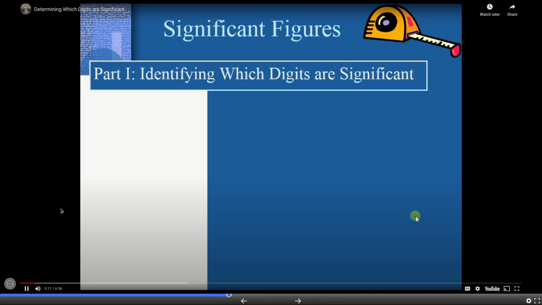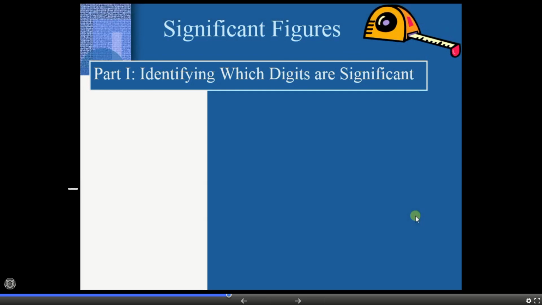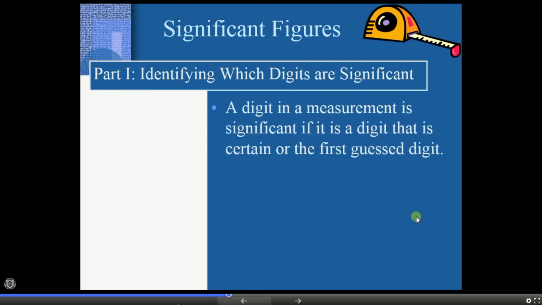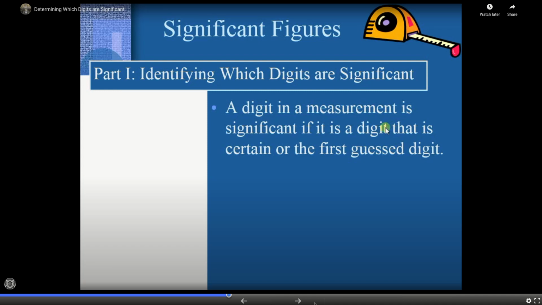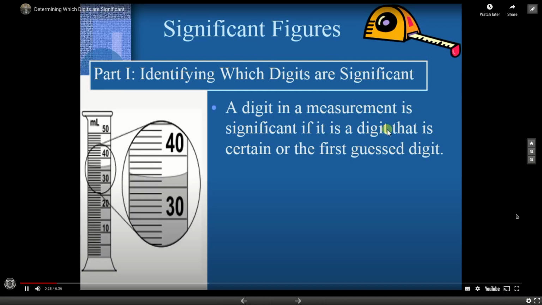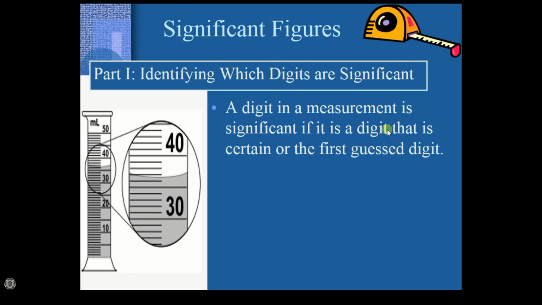Skills that you need to have first. The first thing you need to be able to do is look at a measurement and identify which digits in that measurement are significant and which digits are not. Remember, in a measurement, a digit is significant if it is the digit that is certain or the first guessed digit. So let's say, for example, I was reading this graduated cylinder.